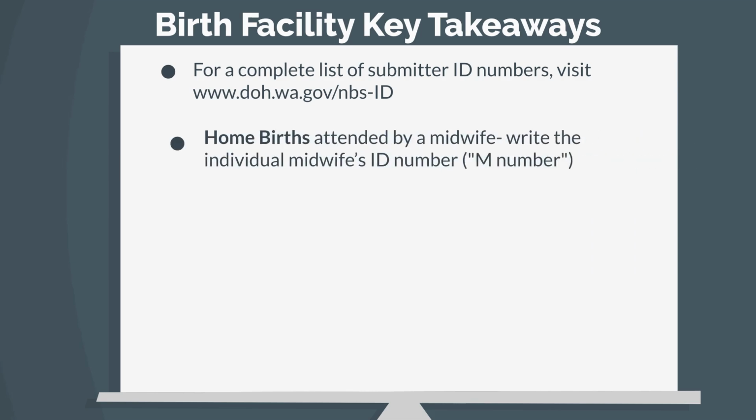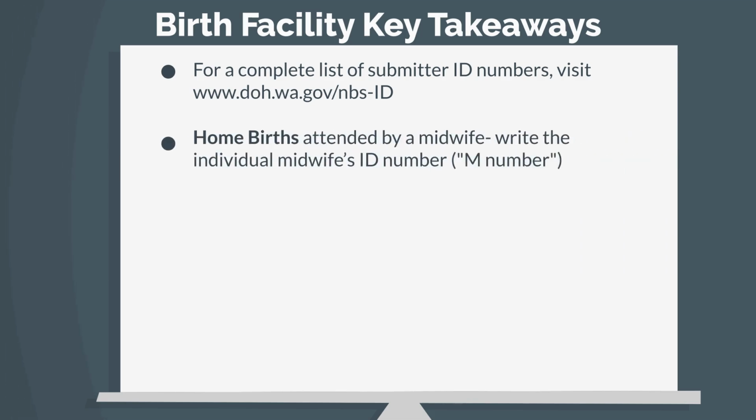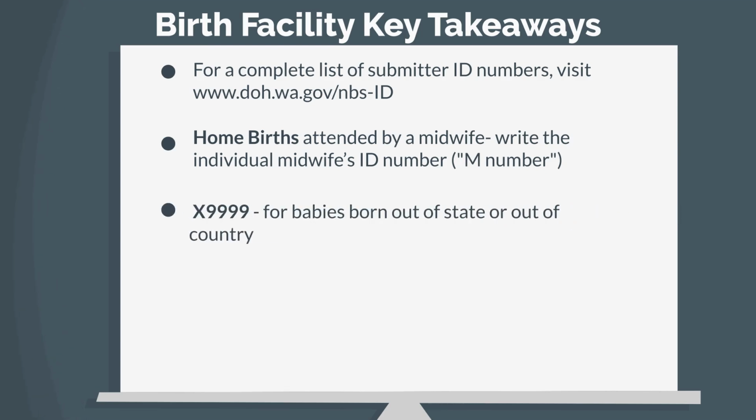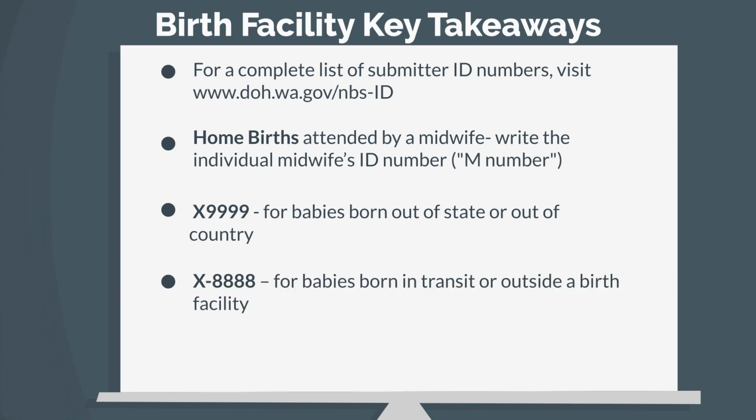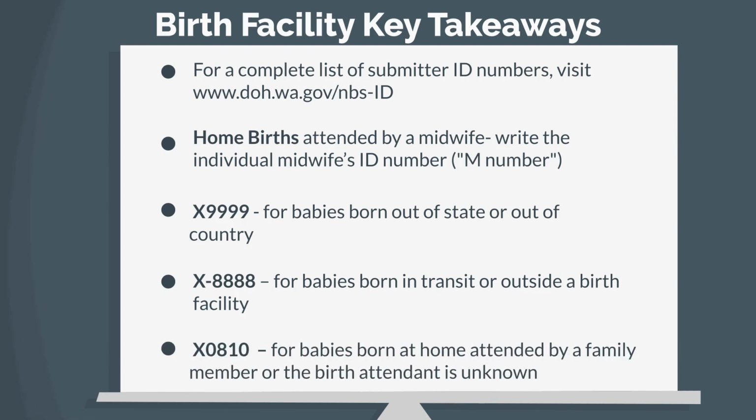www.doh.wa.gov/nbs-ID. Home births attended by a midwife: write the individual midwife's ID number (M number). Use code X9999 for babies born out of state or out of country. X8888 for babies born in transit or outside a birth facility. Use code X0810 for babies born at home attended by a family member or the birth attendant is unknown.